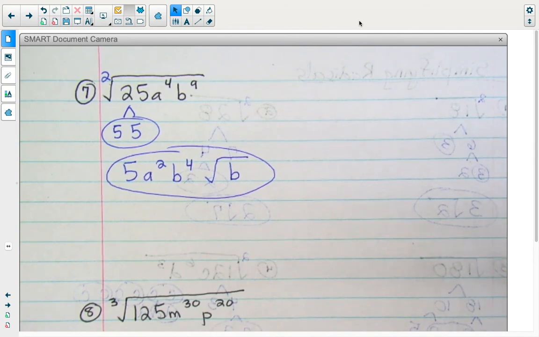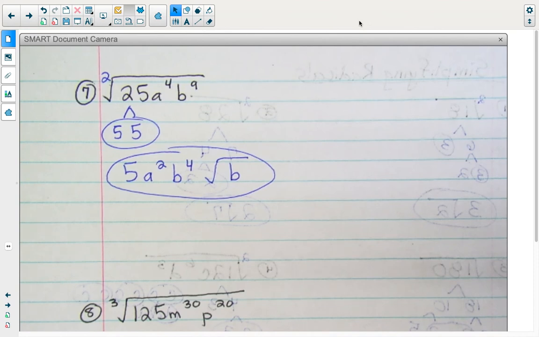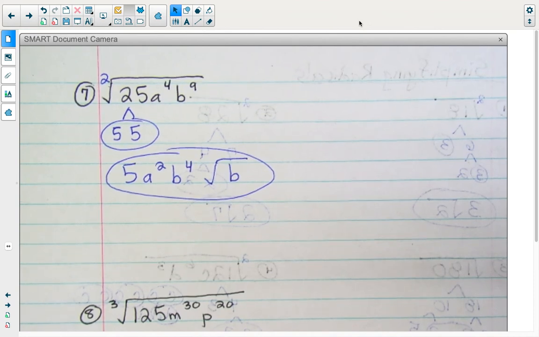And I want to make sure with this, okay, never mind. I was looking back at the first one, but nothing was left over, so it's fine. So this is my final answer. 5A squared B to the 4th times the square root of B.